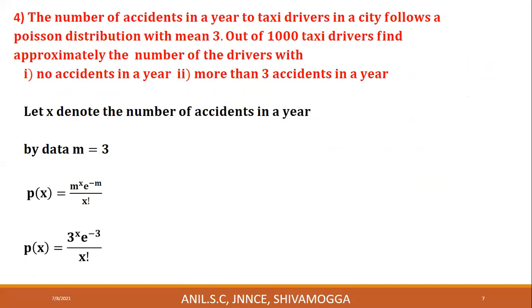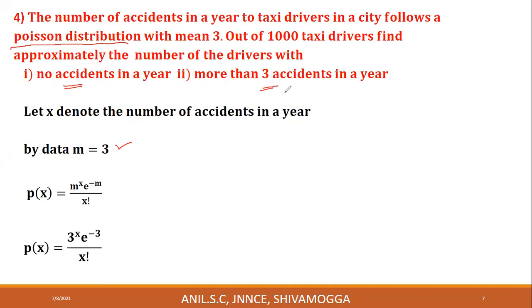Next one. This is a question paper problem. The number of accidents in a year to taxi drivers in a city follows a Poisson distribution with mean m is equal to 3. Out of 1,000 taxi drivers, find approximately the number of drivers with no accidents in a year, and more than 3 accidents in a year.